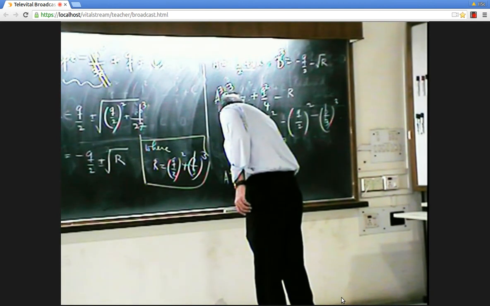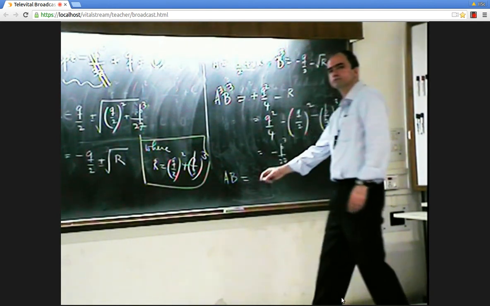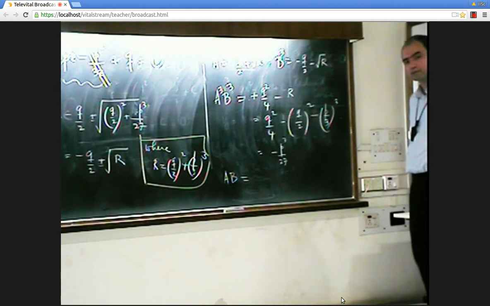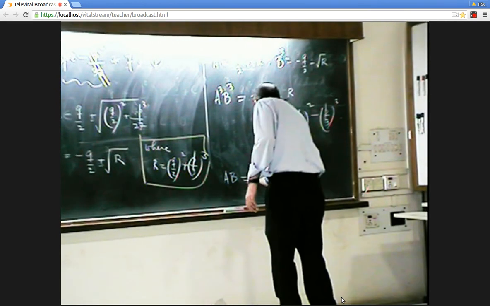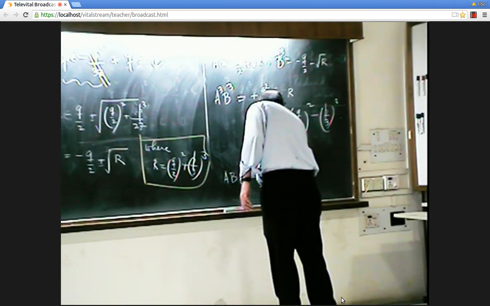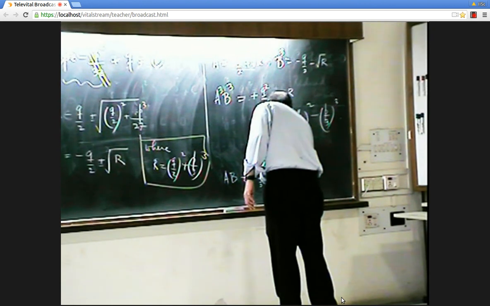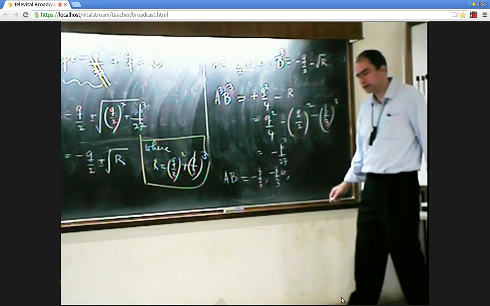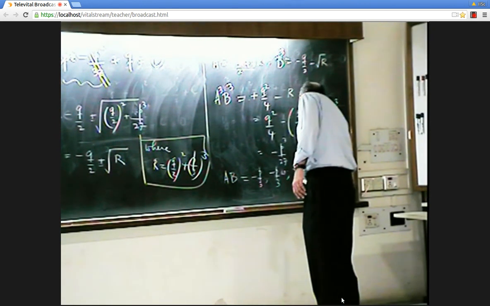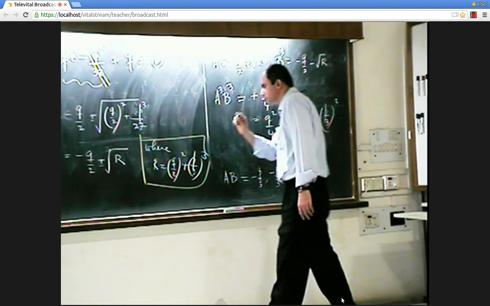So if I take the cube root of both sides, AB, whatever A and B are, this is going to be of the form minus P by 3, or minus P by 3 omega, omega being the cube root of unity, or it will be minus P by 3 omega squared. These are the 3 possibilities for AB.